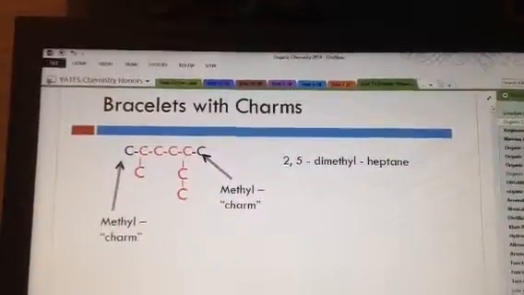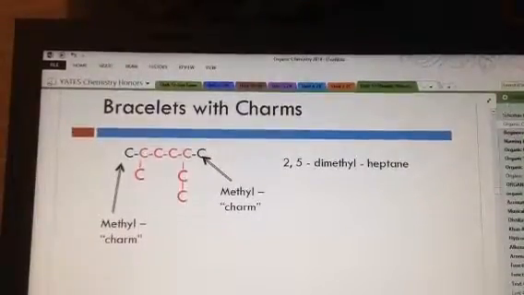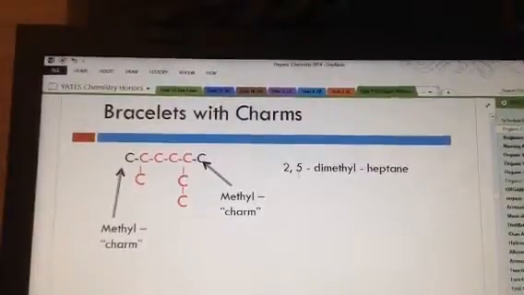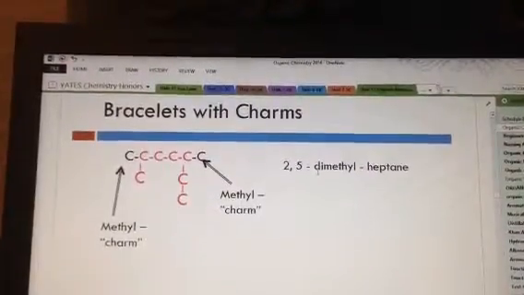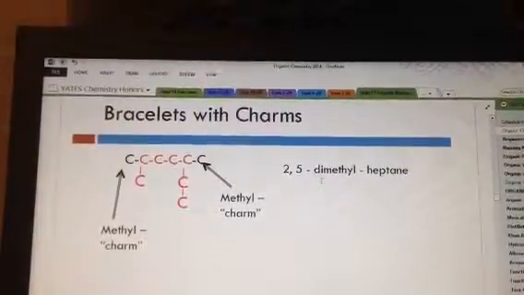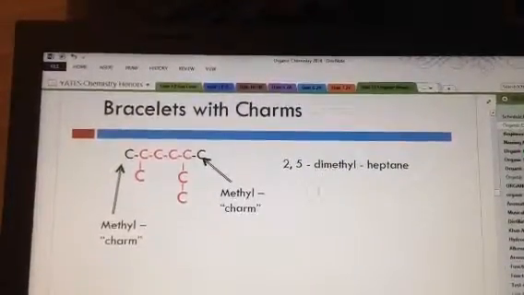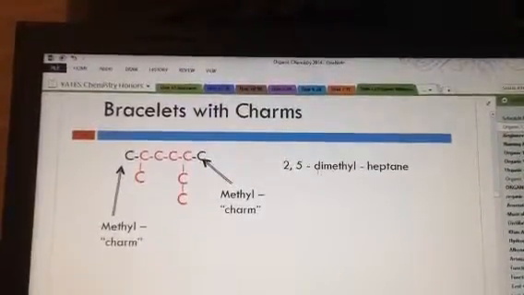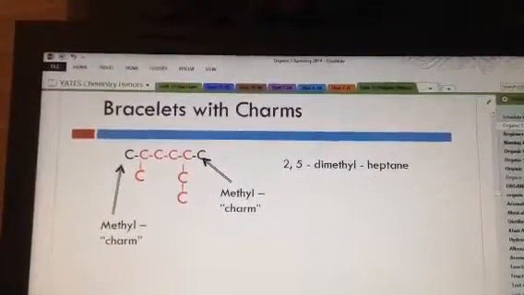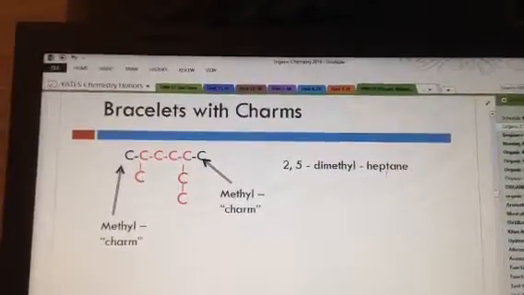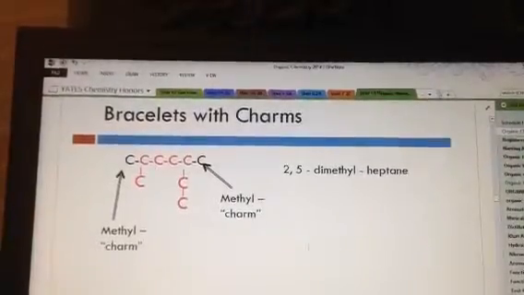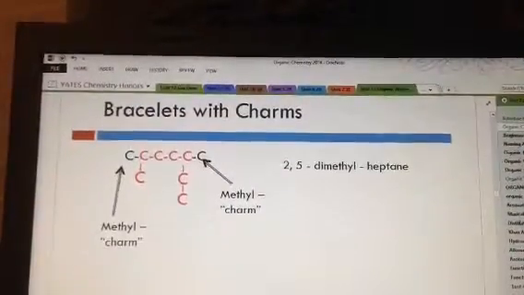This would be a 2,5-dimethyl heptane. We say 2 and 5 are the locations. The reason we say di here is because there's 2 of them. Now, since we're not talking about carbons, we use the Greek prefixes to say there are 2 of the methyl chains. And then its last name is heptane. Hept because in the main chain there are 7 carbons. Ane because they are all single bonded.